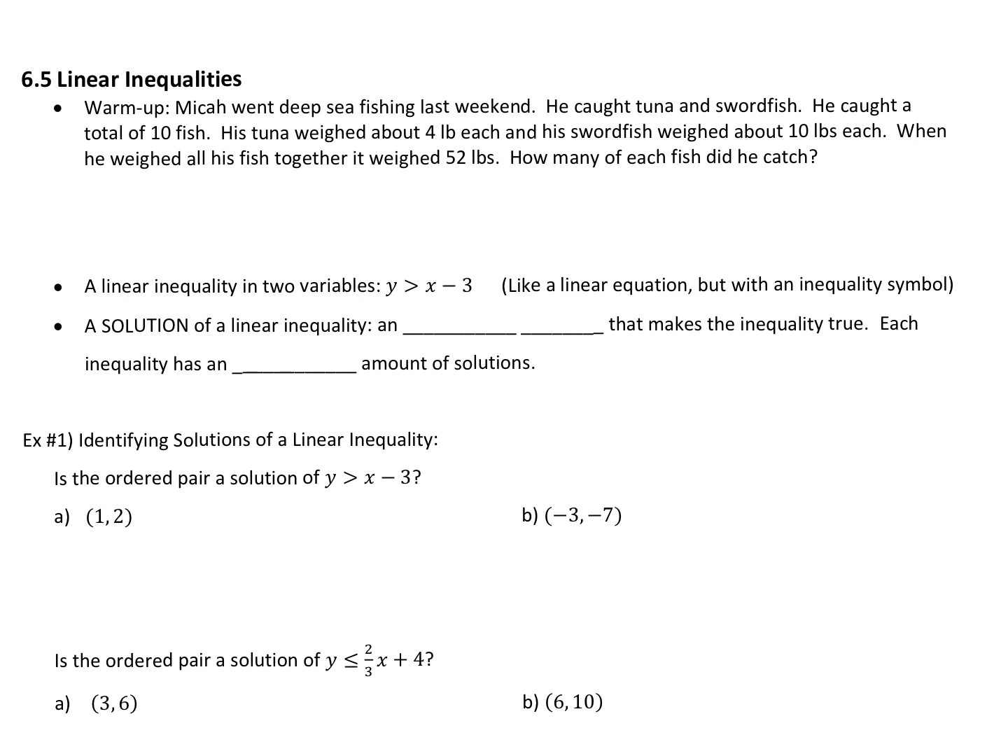Micah went deep sea fishing last weekend. He caught tuna and swordfish. He caught a total of 10 fish. The tuna weighed about 4 pounds each. The swordfish weighed about 10 pounds each. When he weighed all his fish together, it weighed 52 pounds. How many of each fish did he catch?